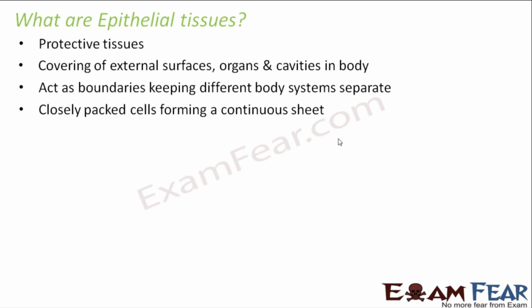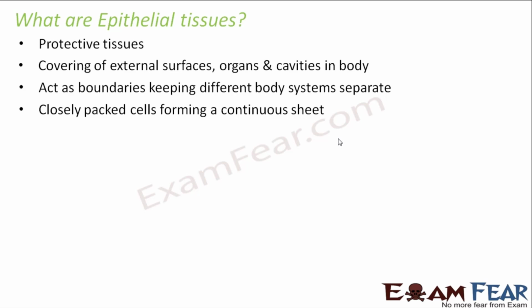So these are closely packed cells forming a continuous sheet. Closely packed cells means there is very little intercellular space. Since the intercellular space is less, the intercellular material is also less. Now the question is, why do we need epithelial tissues? What will happen if we do not have epithelial tissue? Let us suppose we do not have these strong boundaries. Why are epithelial tissues closely packed cells? Because they act as boundaries.